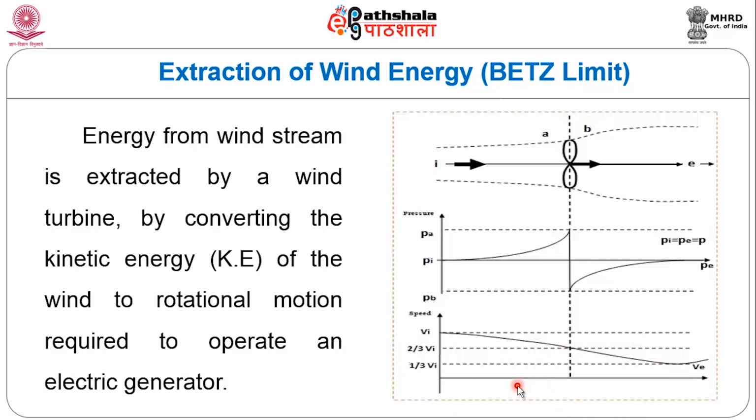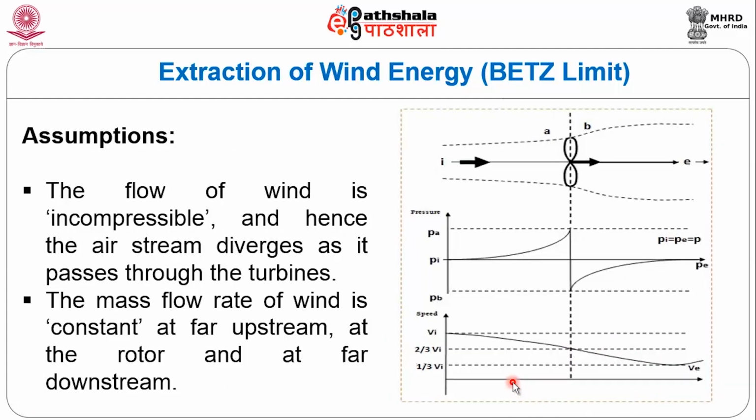And how do we get the Betz limit? For that the derivation is given, and these are some of the assumptions. The flow of wind is incompressible. So, we assume that the wind is incompressible, and hence the air stream diverges and it passes through the turbines.